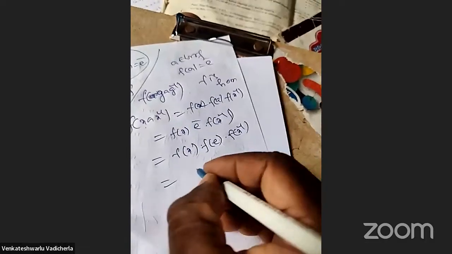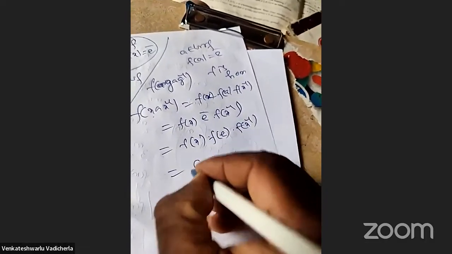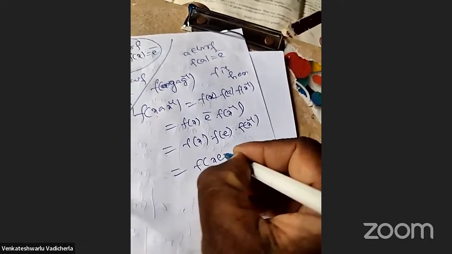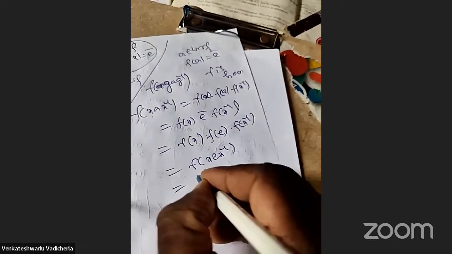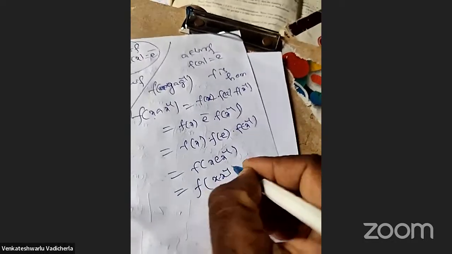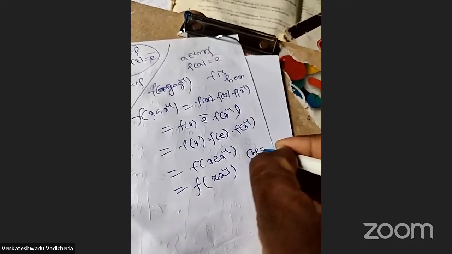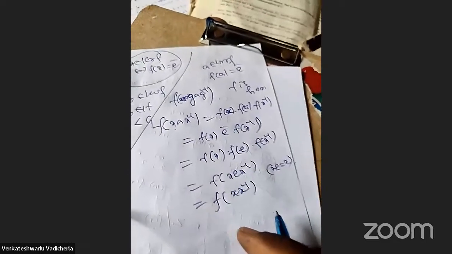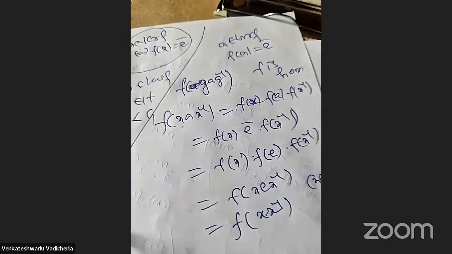Again, by homomorphism in reverse, it is f of x e x inverse, f of x a x inverse. By the definition, x e is equal to x. 1 into x is 1 into 2 is equal to 2. 2 into 1 is equal to 1.